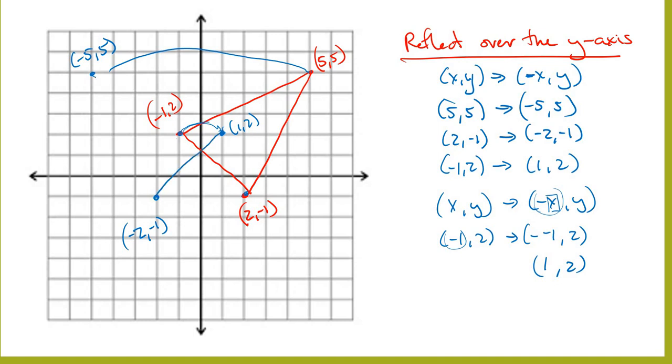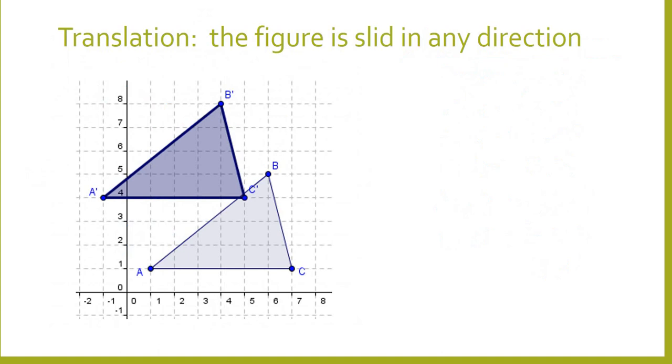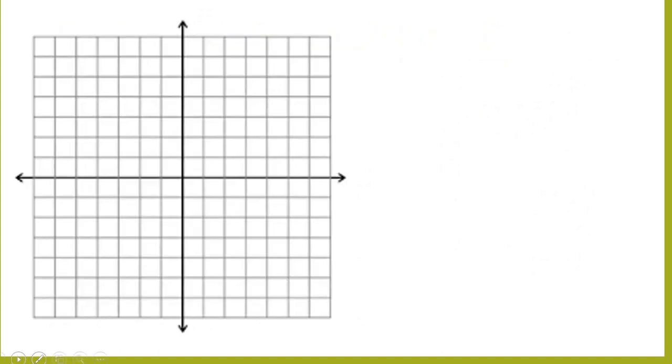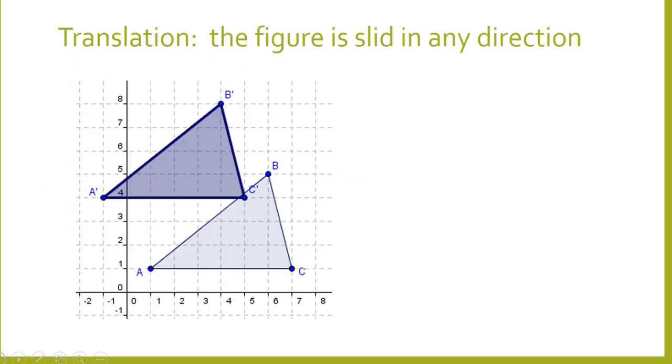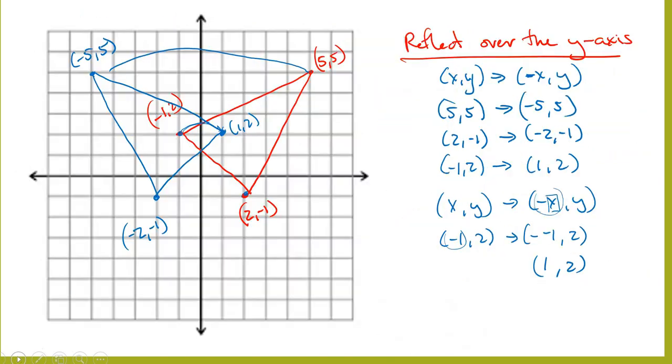And if I connect my 3 dots now on my image, I can see, something happened. There we go, my bad. There we go. Okay, so we can see that our pre-image got flipped over to our new blue image.